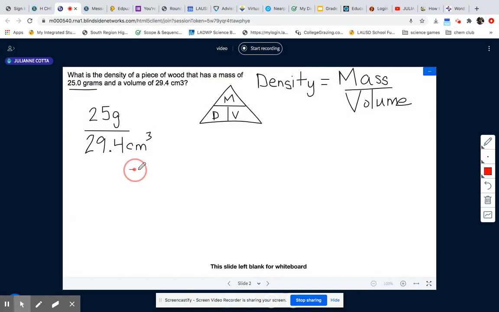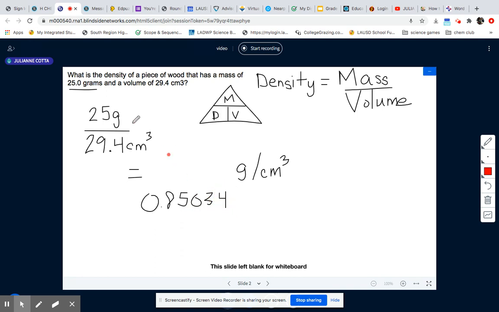The next thing I always like to do is write my units. As I said, none of these units can be canceled out, so we need both. It needs to be grams over centimeters cubed. Then I put this in my calculator: 25 divided by 29.4 is 0.850340136. I'm going to write this down below so you can see it, but I want to do it with significant figures. 0.8503, and that's all I need to write.